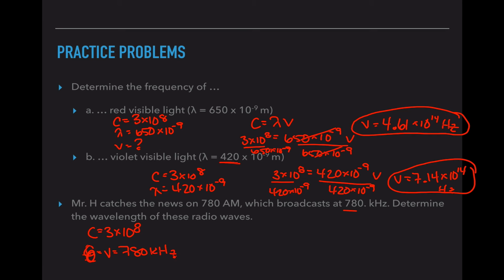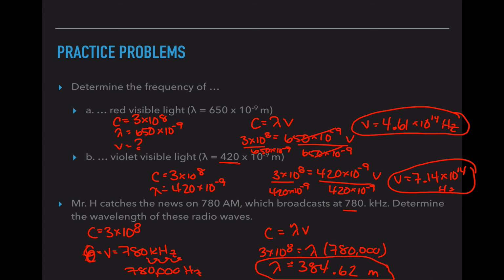So to go kilo to regular, we jump 3 places to the right, which is 780,000 regular hertz. So c equals lambda times frequency, 3 times 10 to the 8 equals lambda times 780,000, and our wavelength is 384.62 meters.